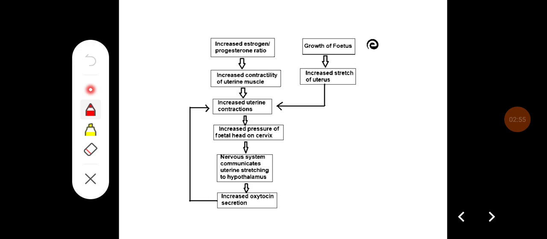So this is the diagram showing the parturition reflex. Increased estrogen and progesterone ratio causes increased contractility of the uterine muscles. The growth of the fetus and descent of the fetus cause increased stretch of the uterus, increased uterine contraction, and increased pressure of the fetal head on the cervix. Then the nervous system communicates with the posterior hypothalamus, and there is increased oxytocin release that increases the uterine contraction, and that becomes a vicious cycle and it leads to the parturition reflex.